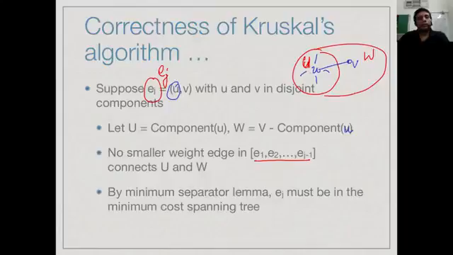Right? And since this is the smallest edge, the lemma tells us this must be in the tree, and therefore Kruskal's idea of including this in the tree is sound. Right? This is an edge which must be in the tree. So every edge that Kruskal's algorithm adds is actually a valid edge justified by the minimum separating lemma.